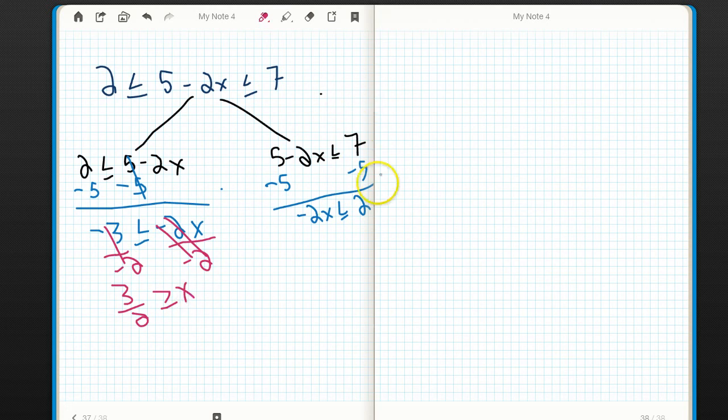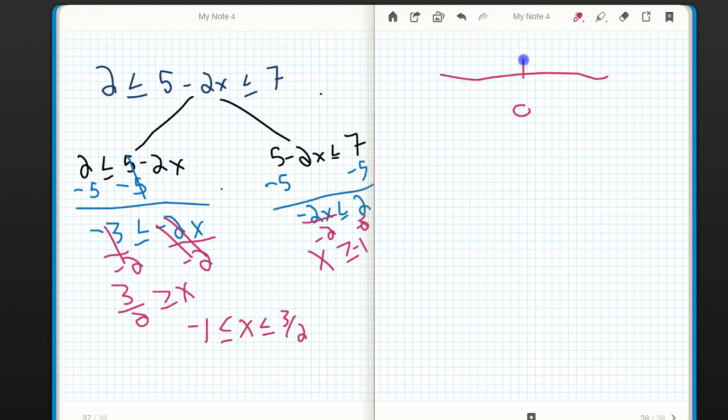Okay. Divide both sides by negative 2. So we have x, flip the sign, x is greater than or equal to negative 1. So now we have x is less than or equal to 3 halves, and x is greater than or equal to negative 1. Okay? So now let's plot this. Let's graph it over here.